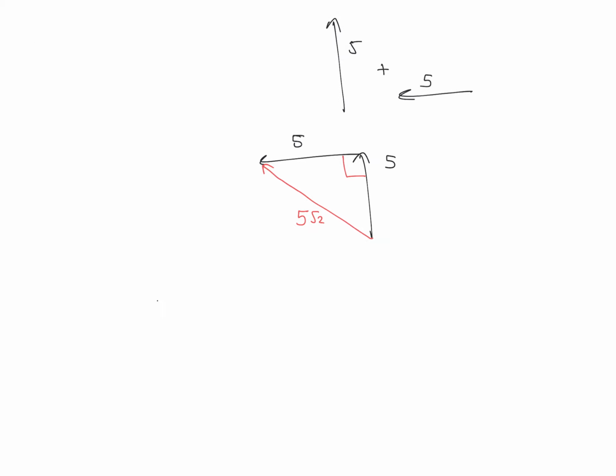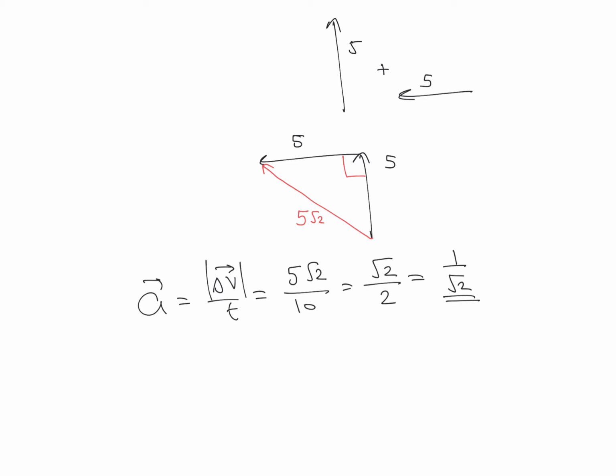So we got the value of change in velocity, and as acceleration is change in velocity by time, the magnitude is 5 root 2 divided by time, which is 10. So we can write this as root 2 times 5 by 10, which can be written as 1 by 2, so 1 root 2 over 2. The root 2 gets cancelled, so it is going to be 1 divided by root 2.